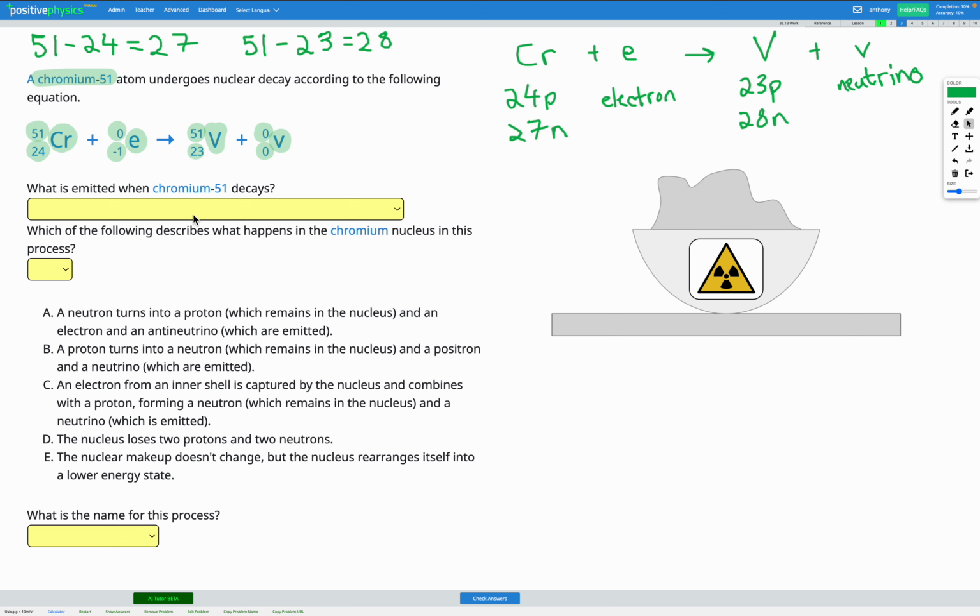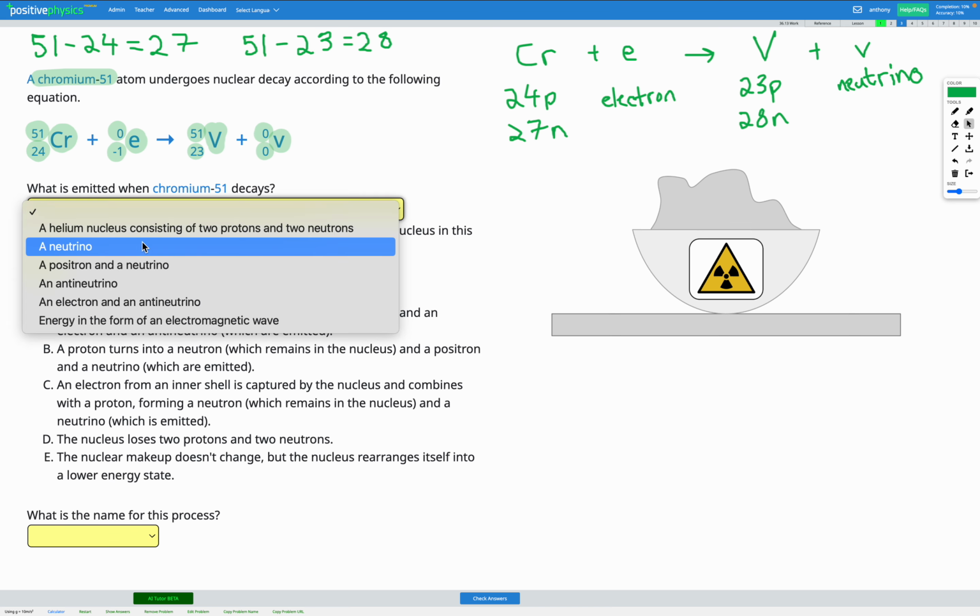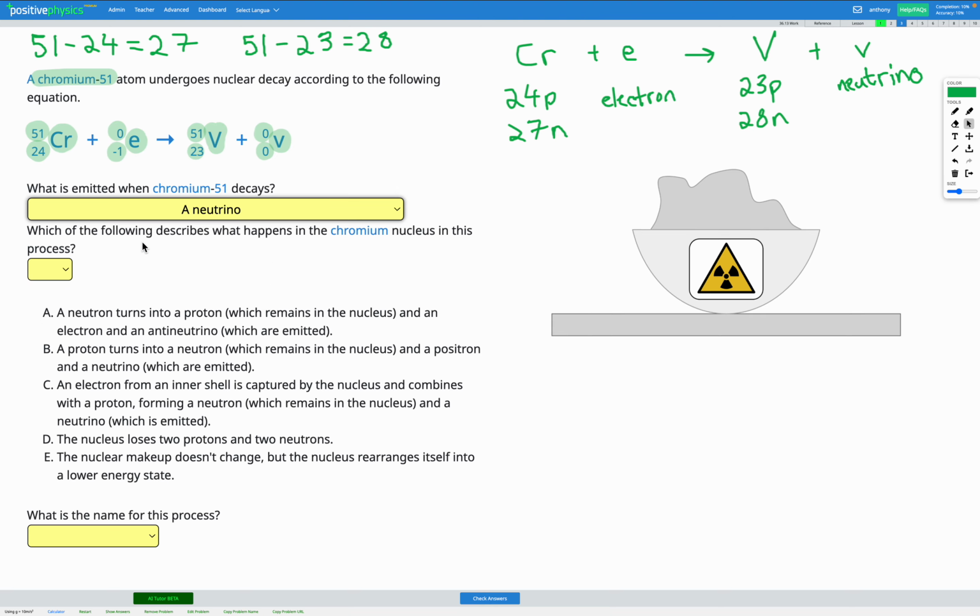All right, so what is emitted when chromium-51 decays? The only thing emitted is a neutrino. Now next, to describe what happens in the chromium nucleus in this process. So we started out with 24 protons. We gained an electron and we ended up with 23 protons. So we've lost a proton there. We started out with 27 neutrons. Then we gained our electron and we ended up with 28 neutrons. So we've gained a neutron there. So we've lost a proton, gained a neutron.